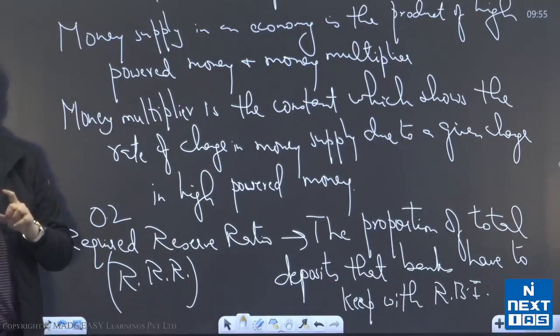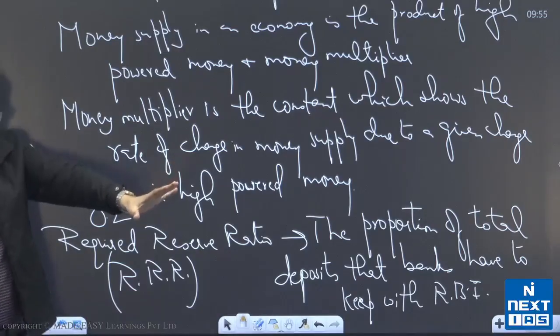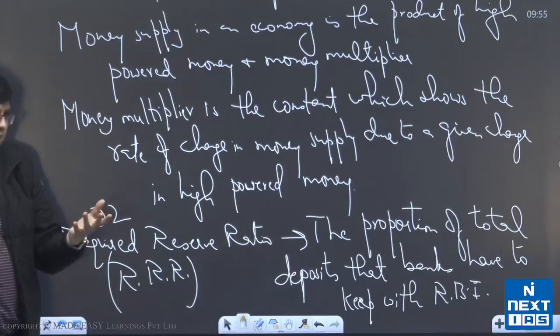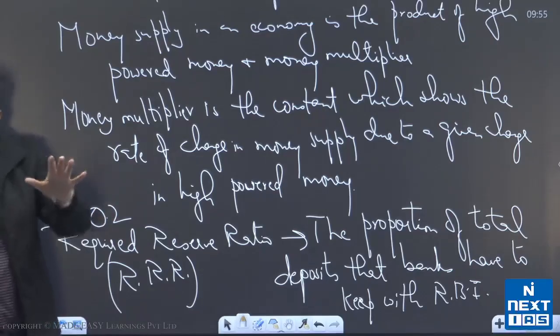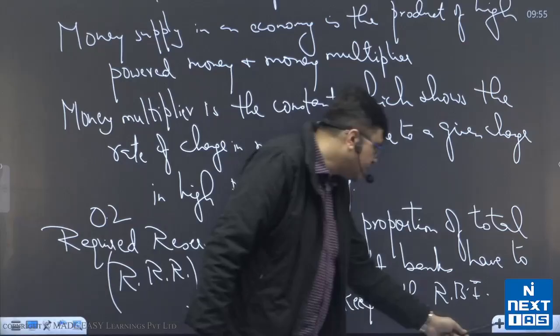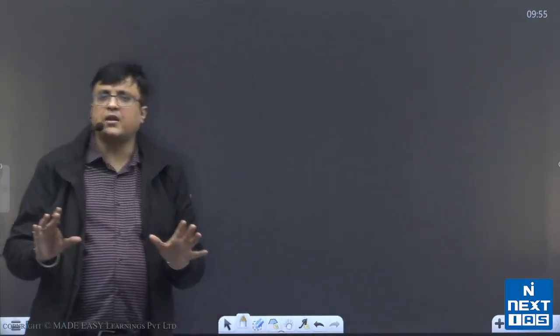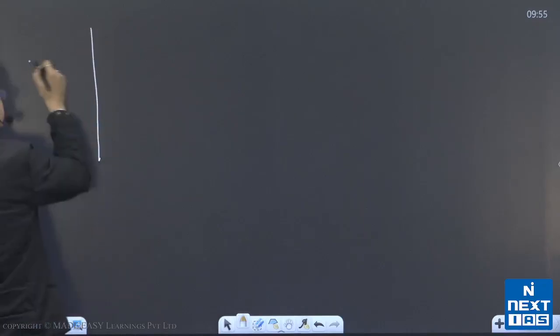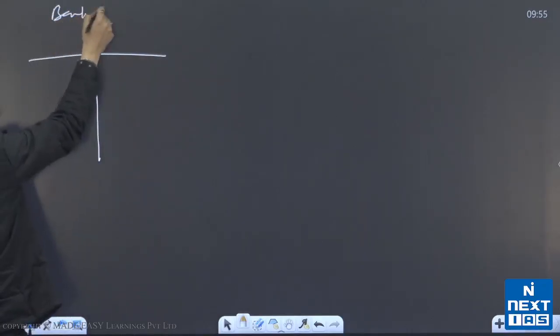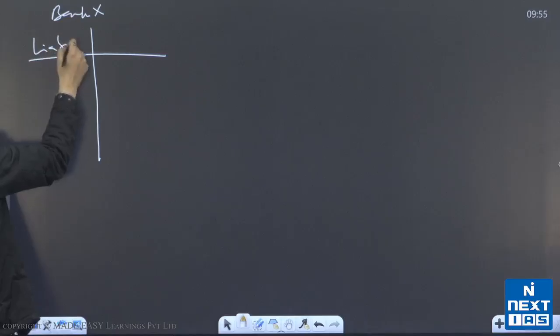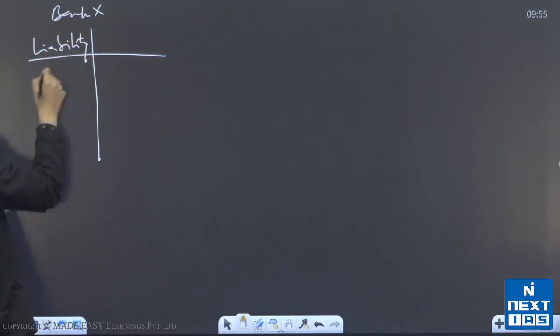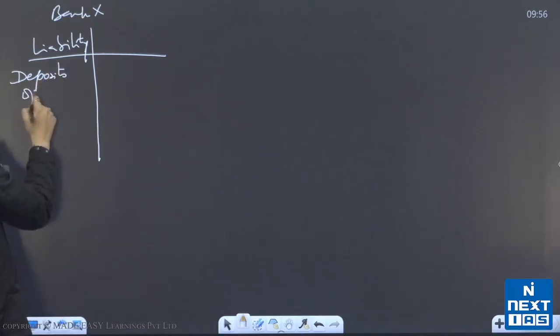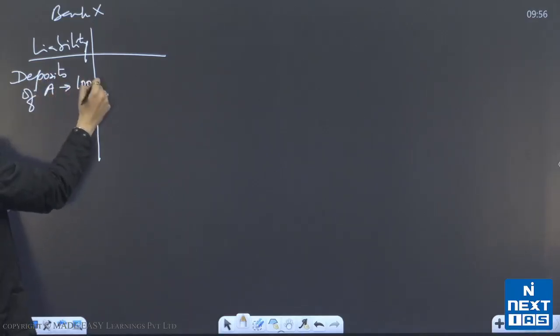This is what you call helicopter dropping of money. Printing money, distributing it among people. All right, that is helicopter dropping of money: print money, distribute it among people. Think now, and I will keep assuming required reserve ratio 0.2. If RBI does that, then on the liability side of bank X, we will have deposits of A, 100 rupees.